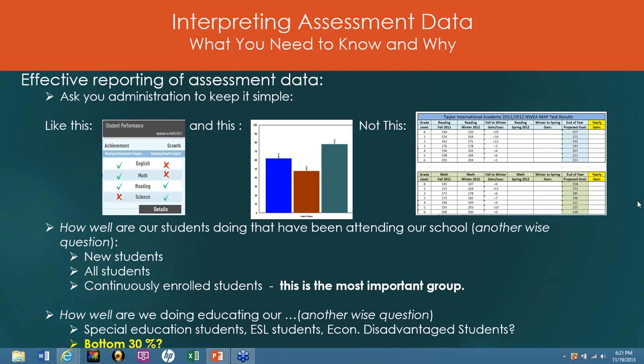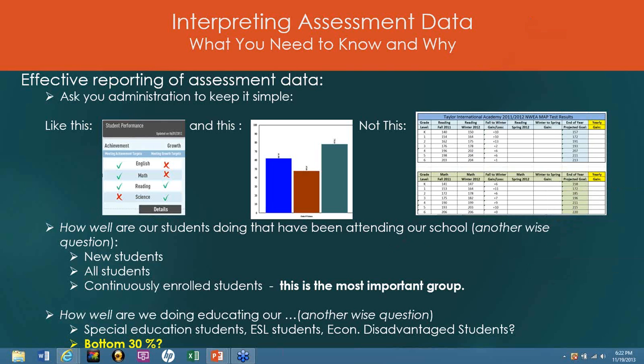And you could say the same thing right at the other end. At the end of high school, are they well prepared for college work and or life? So those are your continuously enrolled students, and you want to look at how they're doing. That's the impact of your school, your program on those students. And then finally, there are other subgroups that may or may not be of interest depending on your school composition. Special needs students, students who have English as a second language, economically disadvantaged.